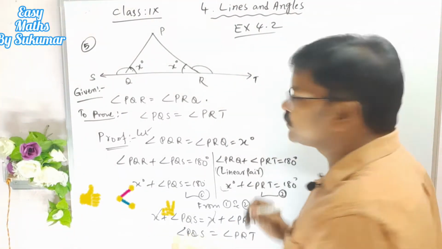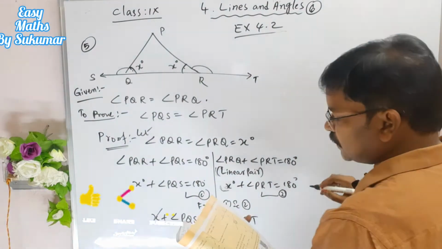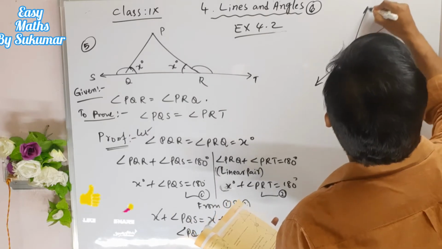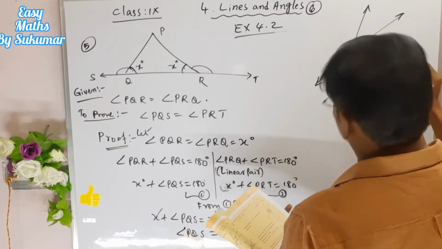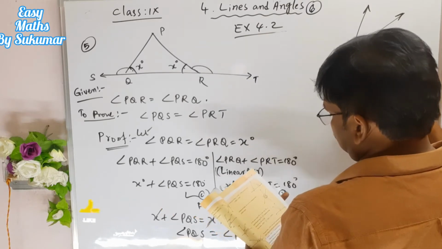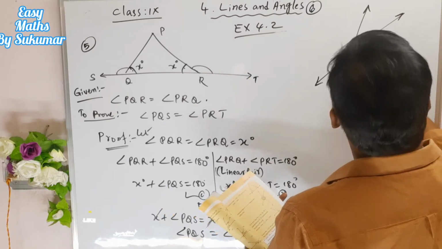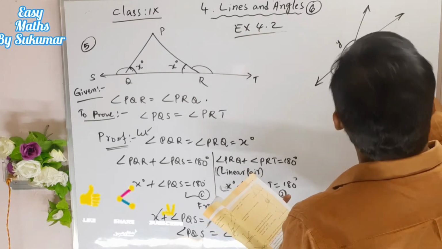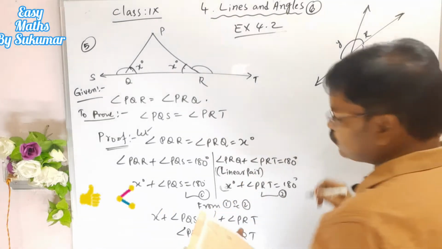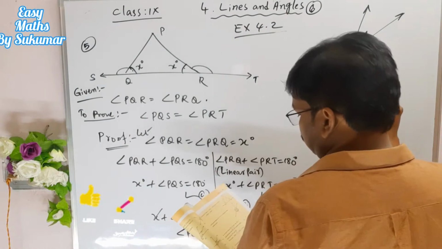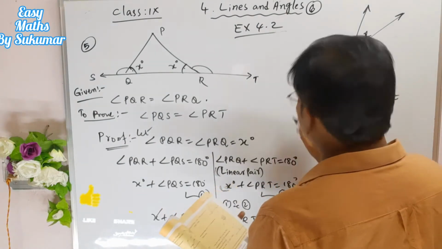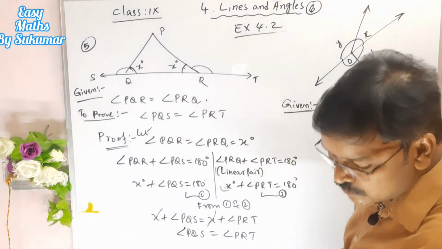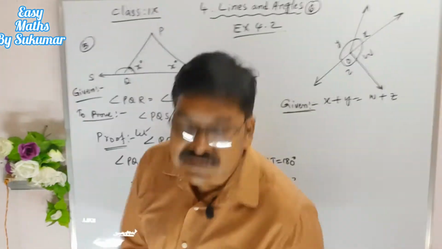Coming to the sixth question, my dear students, in the given figure, this is Z and this is W, this is Y and this is X. In the given figure, x plus y is equal to w plus z. This is given. Then prove that AOB is a line.